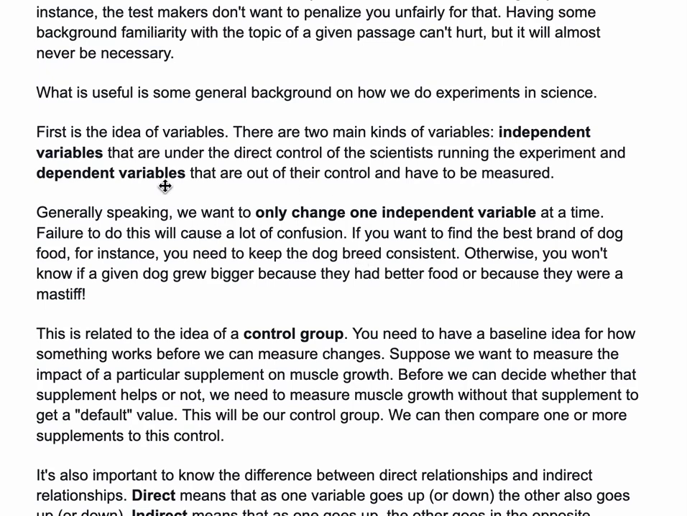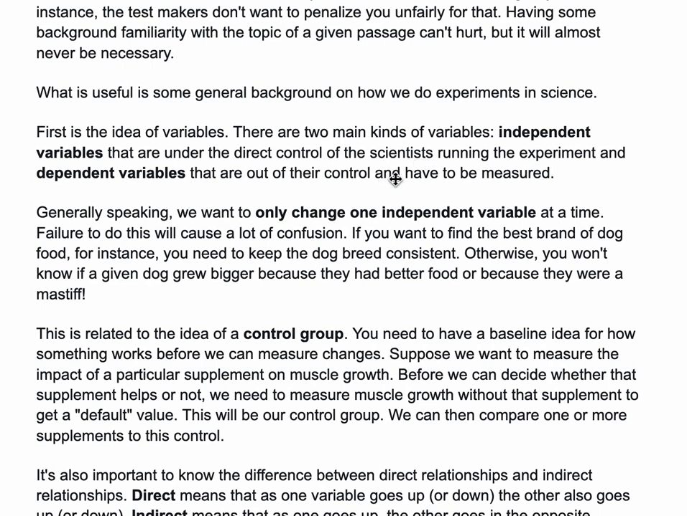Another independent variable would be the brand of food, right? We're going to give them brand A, brand B, and brand C. And those are independent variables. You can have golden retrievers and you can have chow chows, that's two different types, and you can also have different types of food, right? Those would all be independent variables. They're under the control of the scientists. They're set up in the beginning.